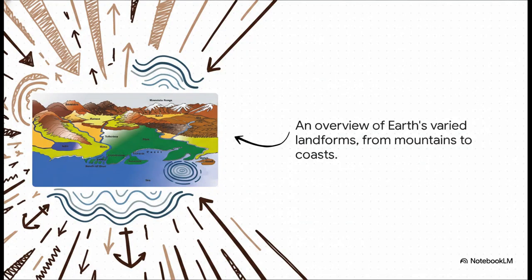And just look at this. You've got it all in one view. Majestic mountain ranges, vast plateaus, and these huge, sprawling plains. All these diverse landscapes are basically the result of a constant tug of war between two really powerful forces. So let's break down what those are.